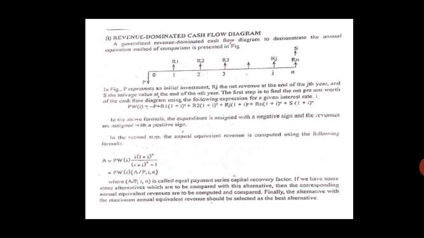So P is the initial investment. It is taken at the bottom because it is what we are spending, investing now. And over the life of the project, say the life is n years, Rj is the net revenue. Net revenue means revenue minus expenditure for that particular year. S is the salvage value. Salvage value is scrap value.